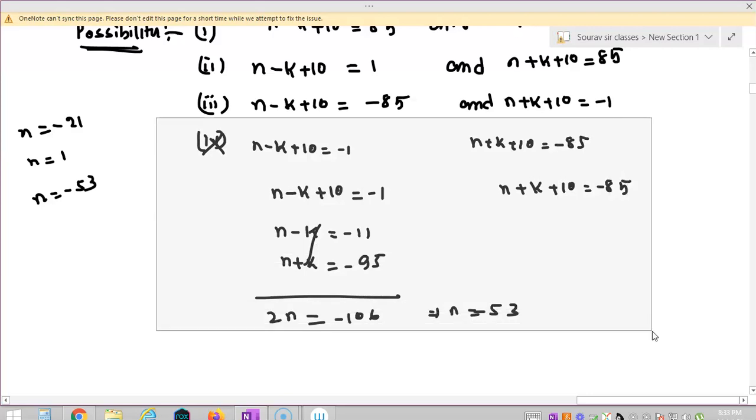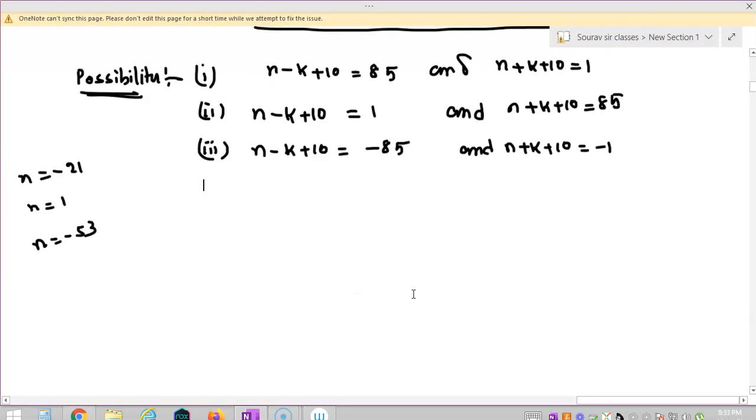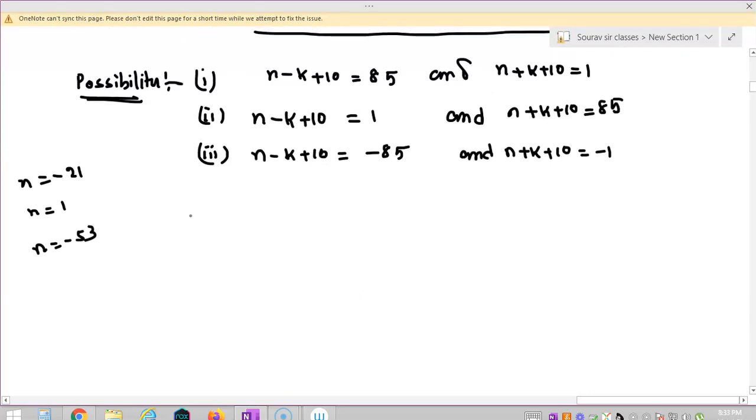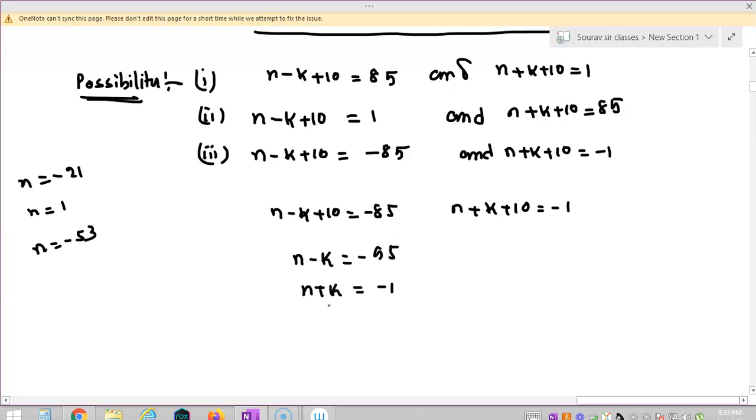Now let me solve the equation 3. It will again give us the same value, the value of n is equal to minus 53. Let me show you that. n minus k plus 10 is equal to minus 85 and n plus k plus 10 is equal to minus 1. So n minus k is equal to minus 95 and n plus k is equal to minus 11. So the value of n is equal to minus 53. Okay, so we have solved it.